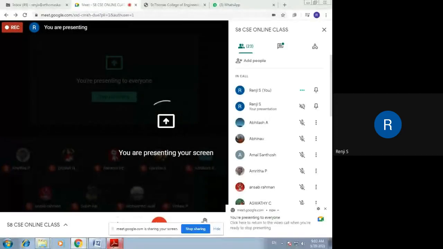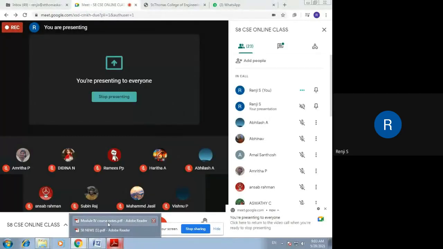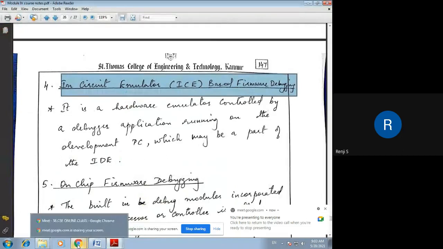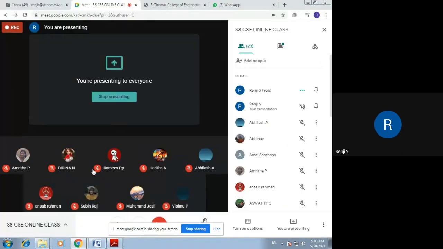The fourth one is in-circuit emulator ICE based firmware debugging. So, this is criminal. I think it goes off automatically. Connection problem. Now, can you see the screen? Okay. Okay, Amruna.